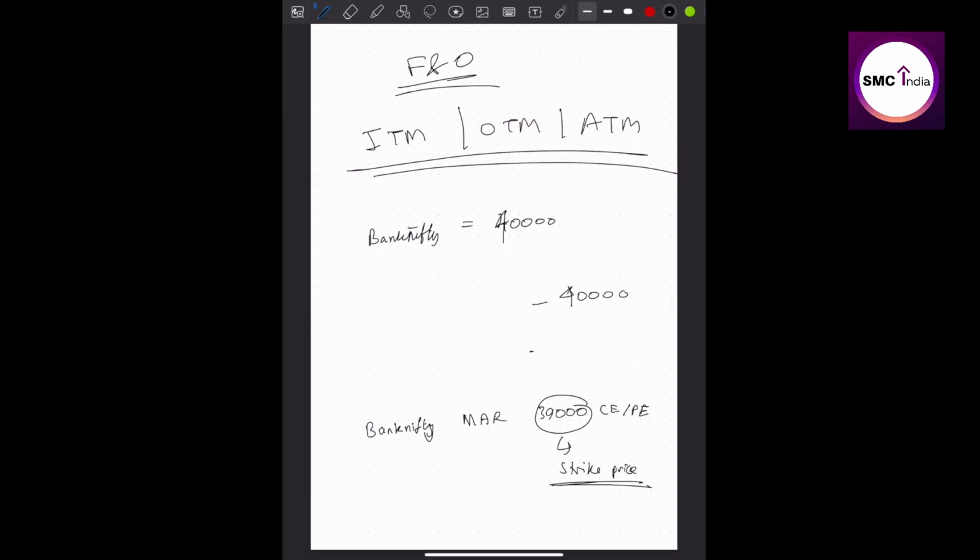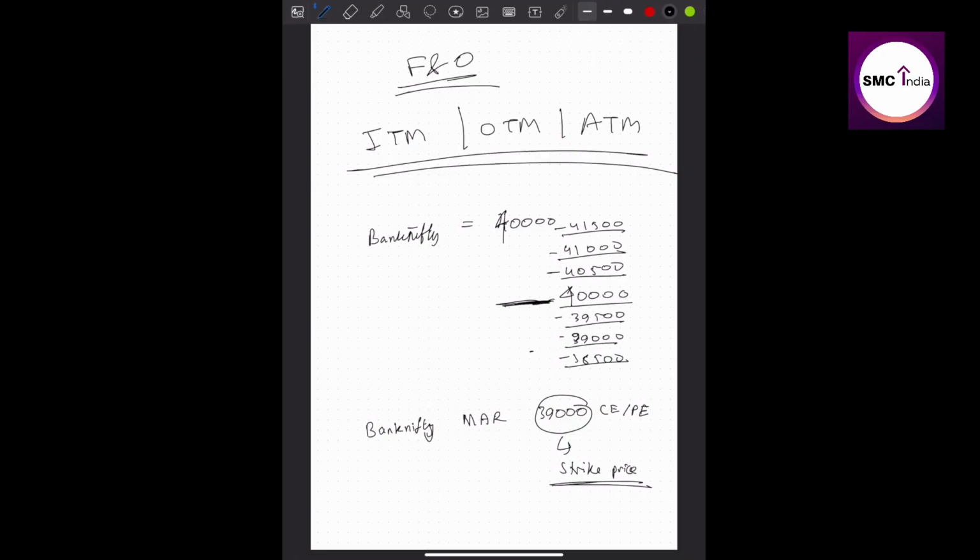So if Bank Nifty is at 40,000, then there will be strike prices at 39,500, 39,000, 38,500, 40,500, 41,000, 41,500. When you try to buy an option lot, you can buy in any of those strike prices. These are strike prices, right? I think I am able to make you understand what strike prices are.